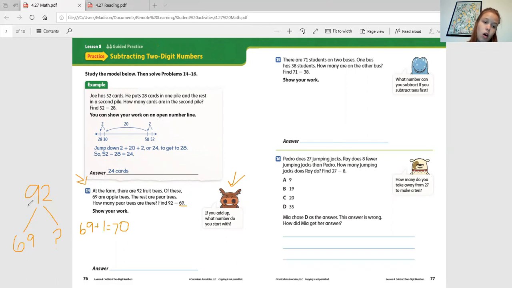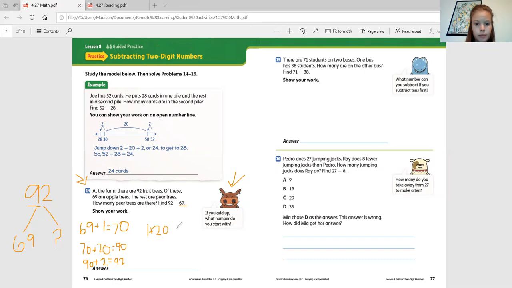Now I need to go all the way up to the numbers in the 90s. So I'm gonna do 70 plus 20 to get all the way up to 90. And then I'm going to do 90 plus 2 to get to 92.